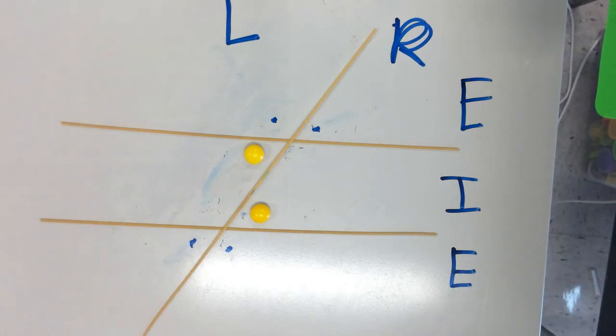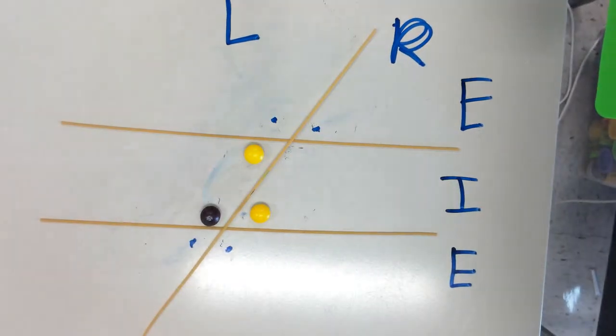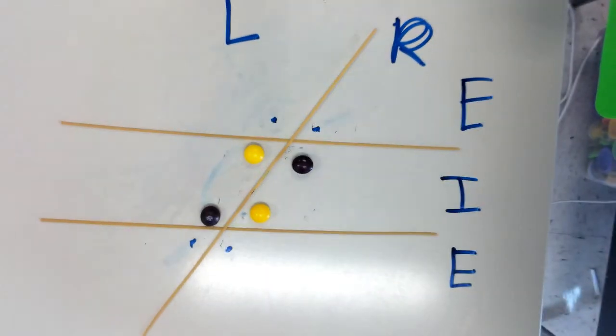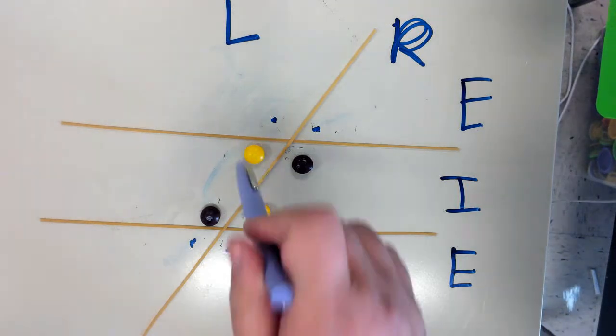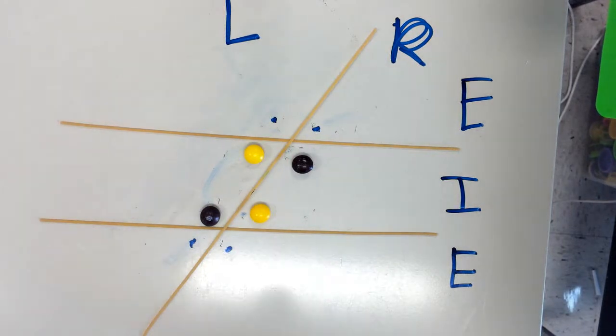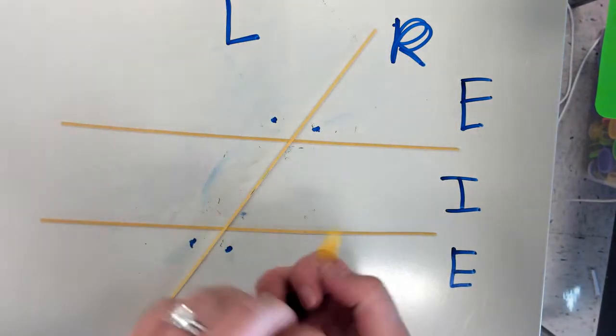Well, then I've got another set here. If I put one here, one's on the left, I've got to put the other one on the right. There's only one spot left for that. So how many sets of alternate interior angles are there in this picture? Well, there's a yellow set and a purple set. So there's 2 sets of alternate interior angles. So let's color those on our paper.